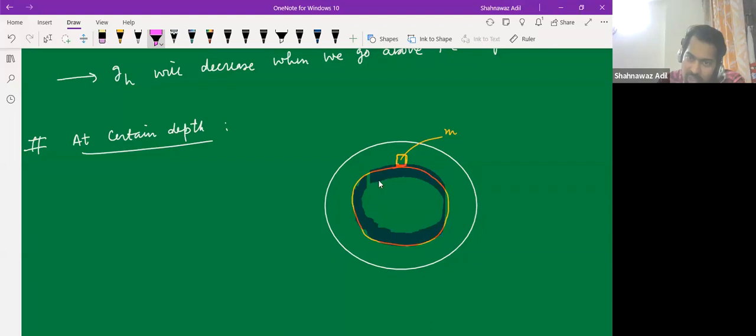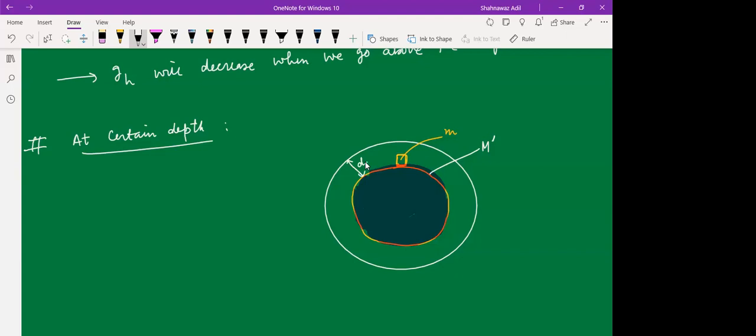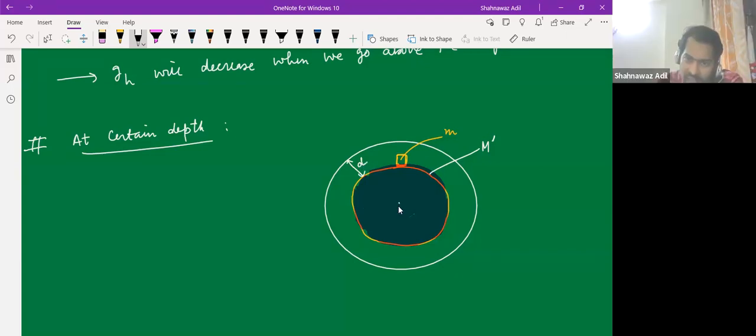Now you see that in this region only this portion will contribute to the gravitational acceleration, because only this region will pull this thing down. The rest of the region will not take part in the gravitational acceleration. So to calculate the gravitational force, we have to calculate the mass which is contributing. Is that clear? So this is d, and this is R.